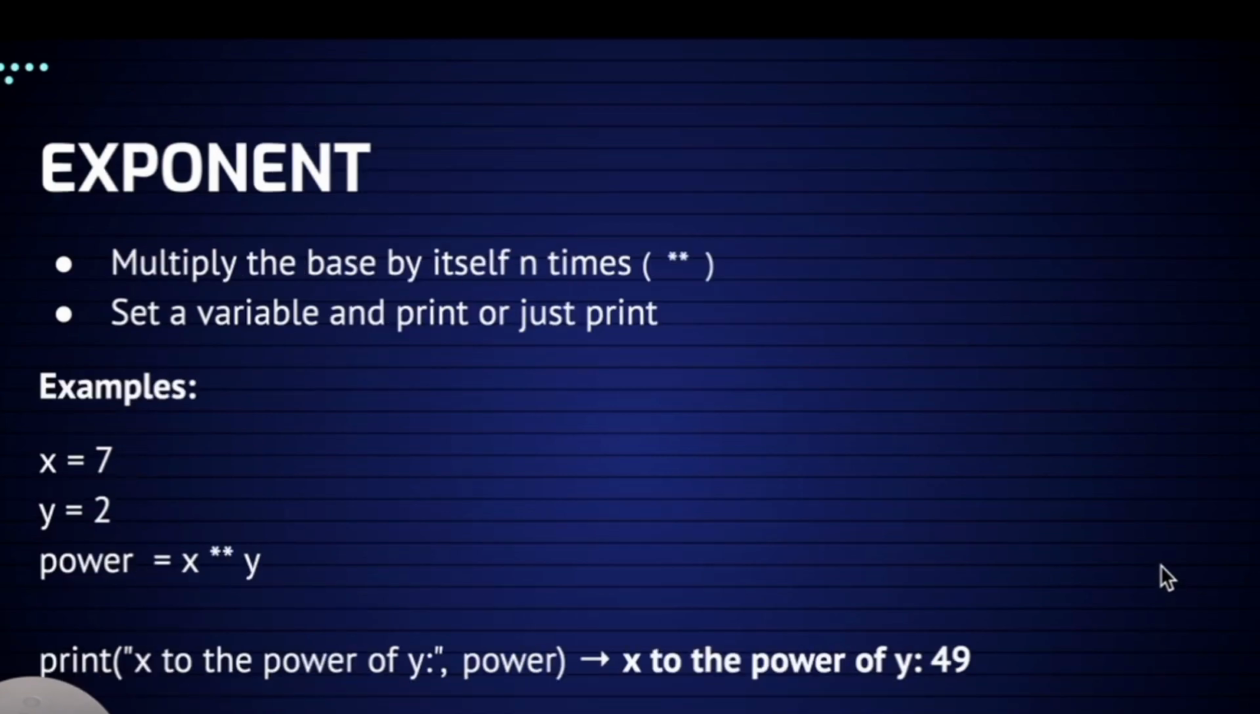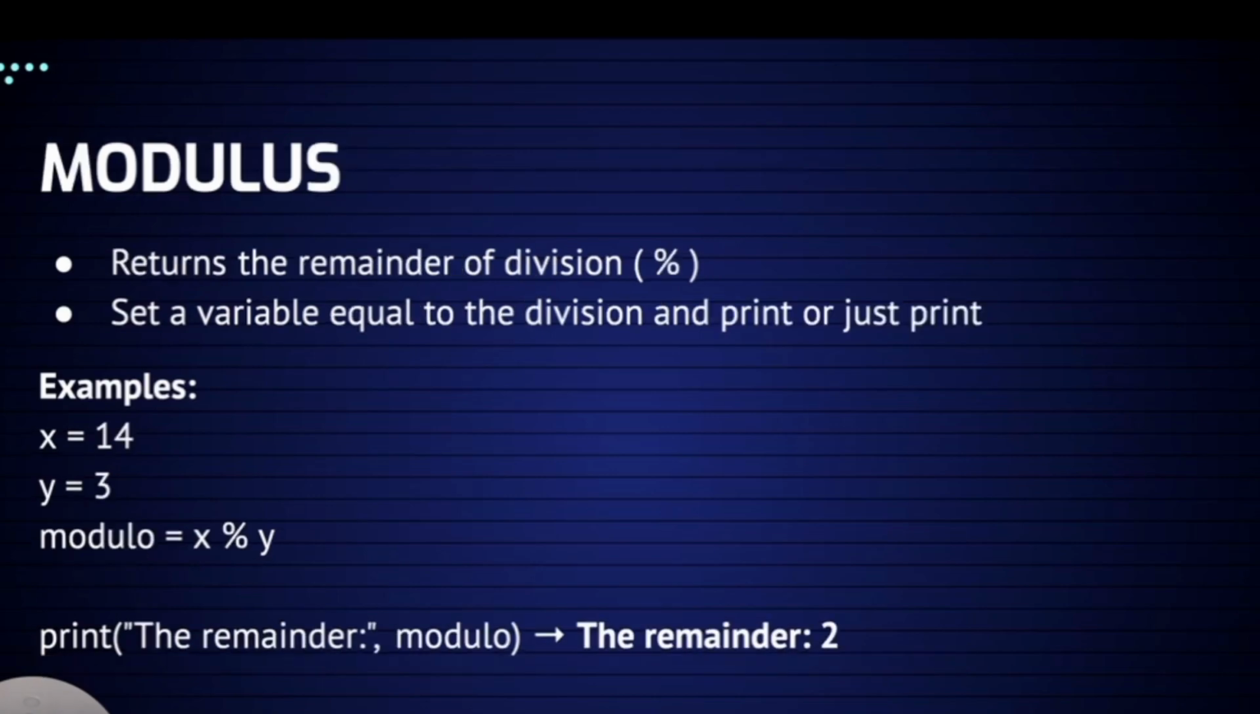So exponents is when you multiply the base by itself n times and you use 2 asterisks this time. And same thing here, you could use a variable and print it or just print it. So if you stored 7 to the power of 2 in the power variable and printed that, you'd get 49, because it takes the first number and then the 2 asterisks, and then it does it to the power of the second number. And same thing at the bottom example, 9 to the power of 2 with the 2 asterisks would get you 81 if you just put it in the print statement.